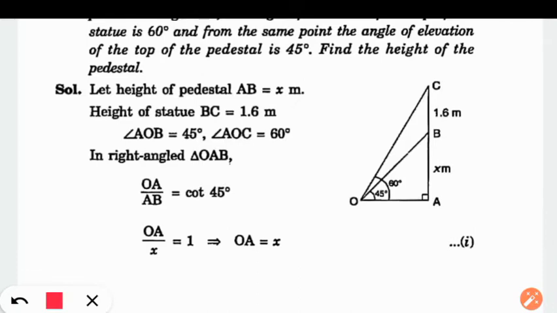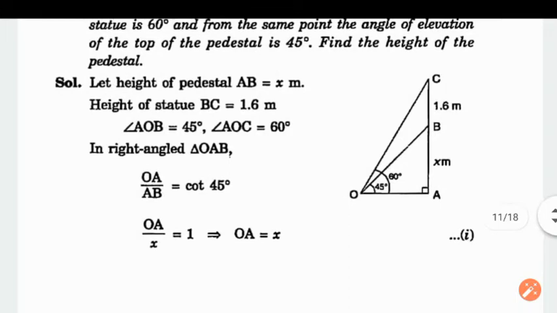Now, you can see angle AOB, which means the angle of elevation from the point to the top of the pedestal, is 45 degree, right, and angle AOC, that is the angle of elevation from the ground to the top of the statue, is 60 degree. Now, we need to find x. So, here we have two triangles, one is this and other one is this bigger one. Okay. Now, see, first of all use triangle AOB, this one. So, in triangle AOB, what do we know? We know only one angle, which is 45 degree, and here we have perpendicular, right. Now, tell me which trigonometrical ratio I will use then.